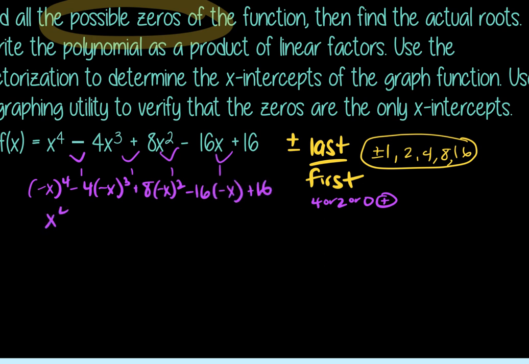This is x to the 4th. This is negative times a negative, that's positive 4x to the 3rd. This goes positive, positive 8x squared. This goes positive, and that's positive. How does that help you? There are no negative roots. So as I look at my options, I'm not going to try a single negative one. I'm going to stick to all the positives.